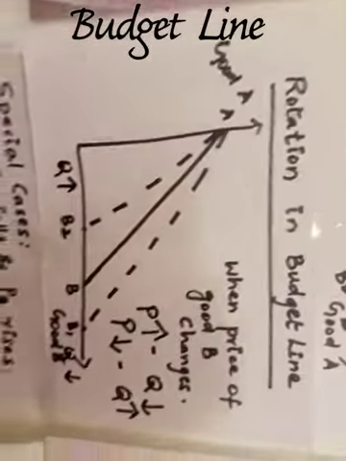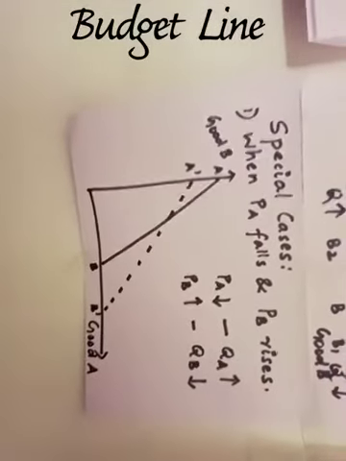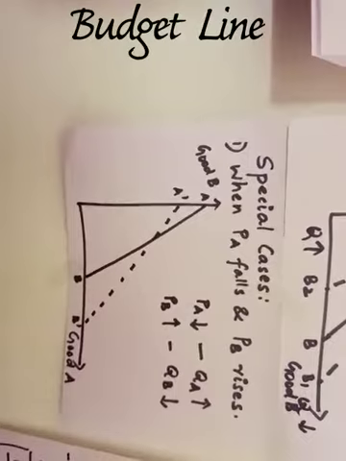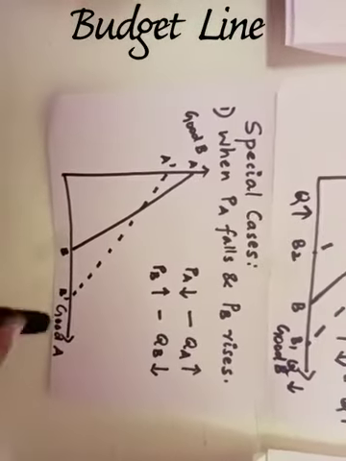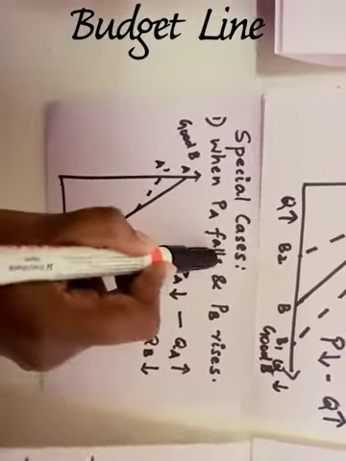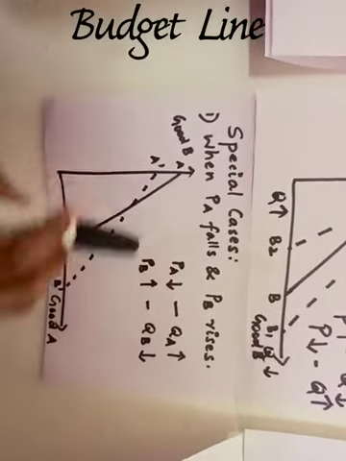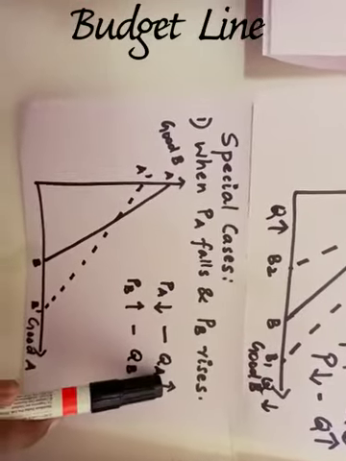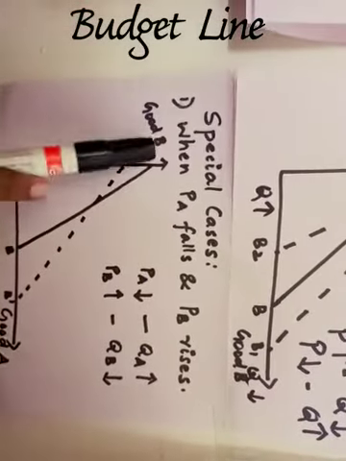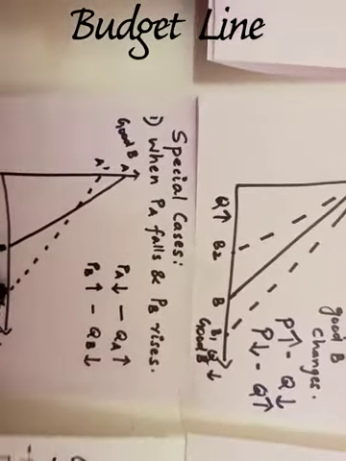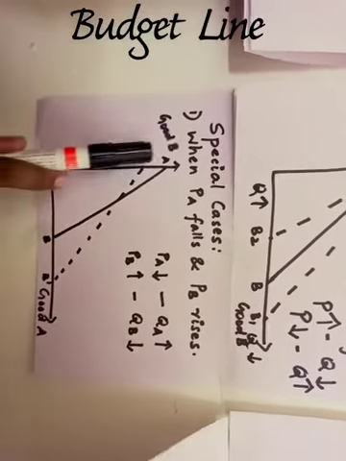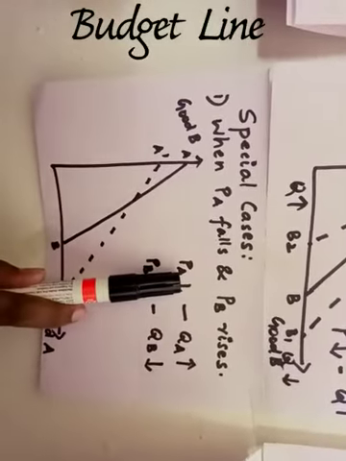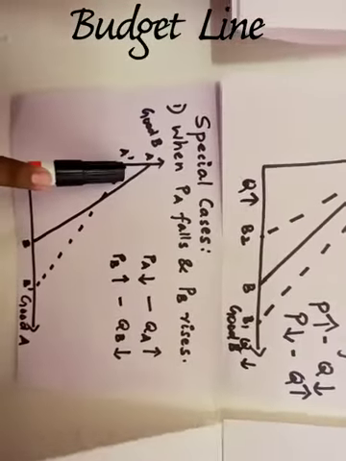Then coming to the two special cases. The first one is when the price of A falls and the price of B rises. Okay, see, good A, good B. Price of A falls, which means the quantity of good A is rising. See, here it is shown as the budget line shifting. That means you now use less income for purchasing quantity A, because the price has come down, so the budget line has shifted downwards.